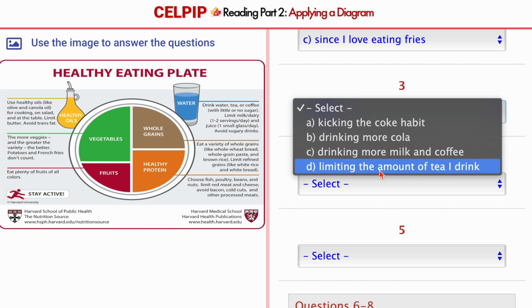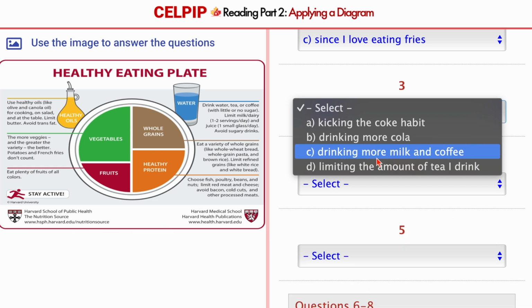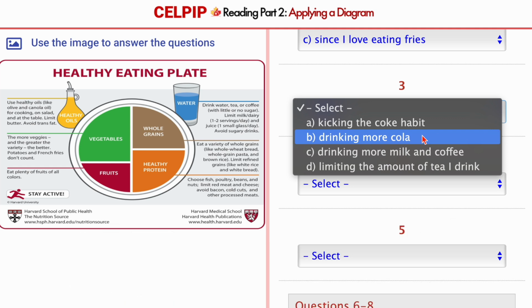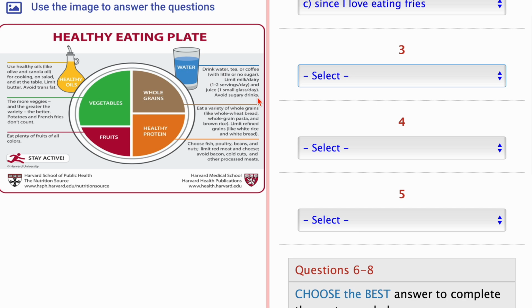Drinking more milk and coffee, also not, because it says limit milk. Don't drink milk. But here it says drink more. Drinking more cola, also not the answer, because cola or Coke or soda has lots of sugar. And here it says avoid sugary drinks. Don't drink them. Okay?